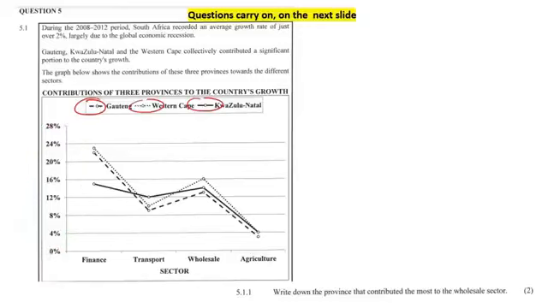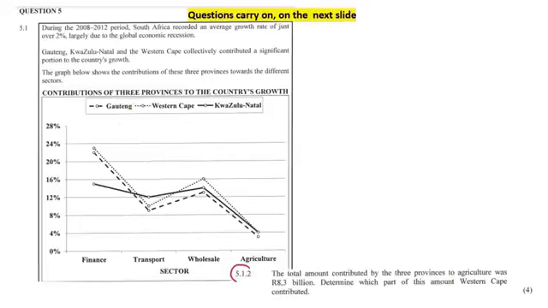Okay, so here's the first question down here. It says, write down the province that contributed the most to the wholesale sector. So we'll go to the wholesale sector, and we'll look for these three over here. And the highest one is this one here, which is the little dotted things over here. So that would be this one, the Western Cape. So we can just say here, Western Cape.